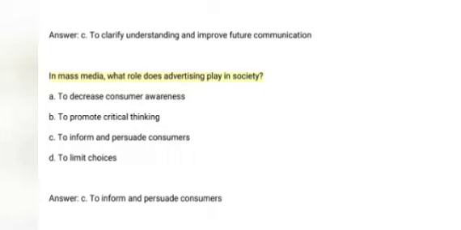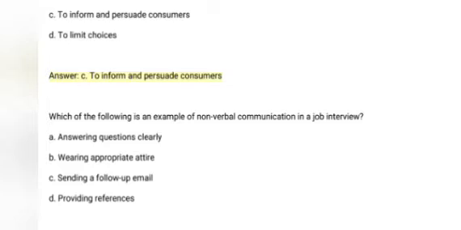In mass media, what role does advertising play in society? A. To decrease consumer awareness. B. To promote critical thinking. C. To inform and persuade consumers. D. To limit choices. Answer: C. To inform and persuade consumers.